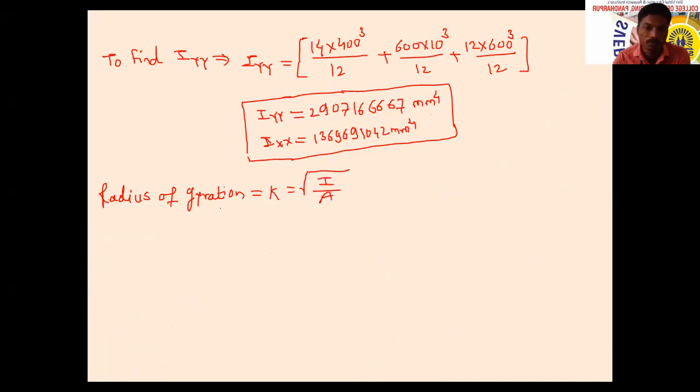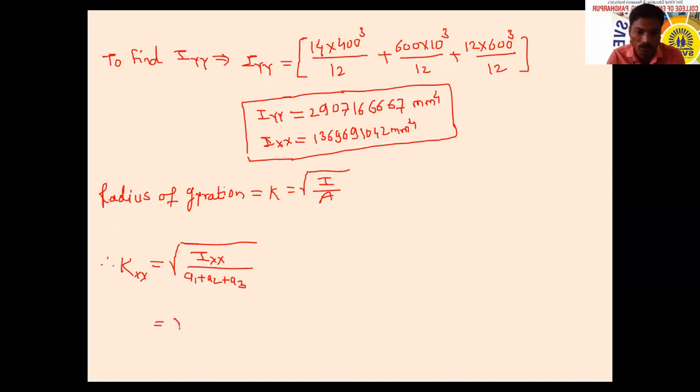What is I? Moment of inertia. And what is A? Area. Okay, so here, suppose I want to find Kxx. So what I have to do? Root of Ixx divided by area. But our I section is a composition of 3 areas, A1 plus A2 plus A3.